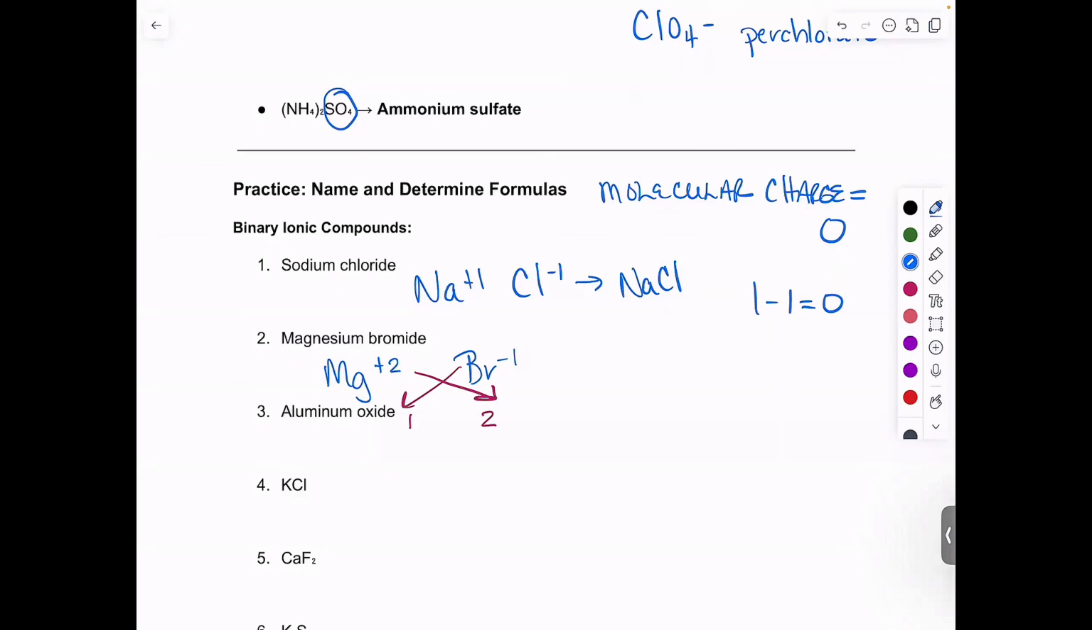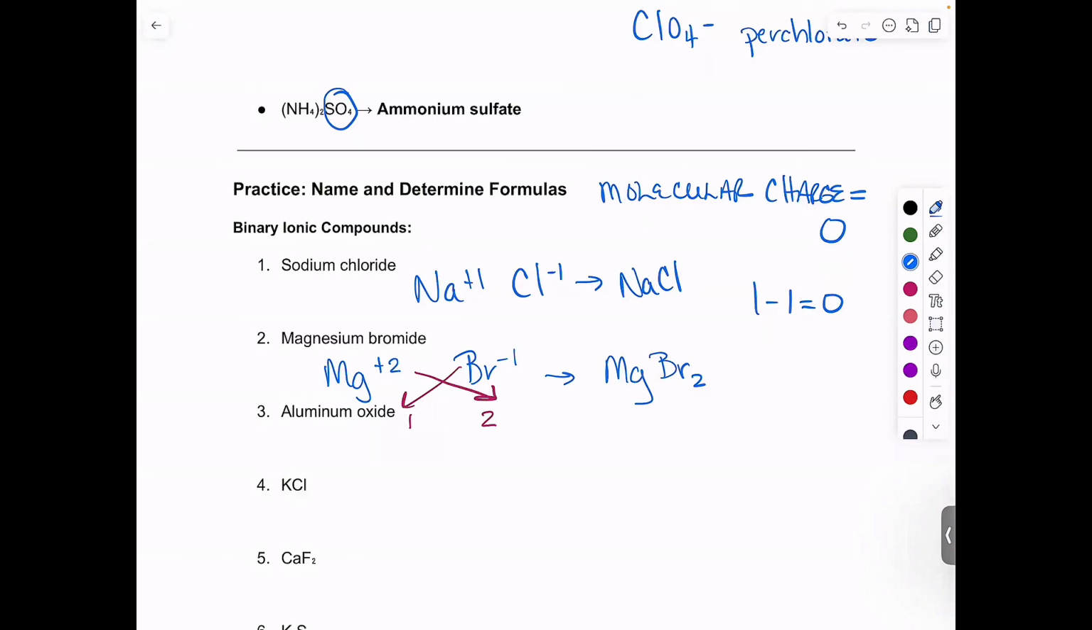You could probably do it just by visualizing it, saying, okay, well, I need 2 bromines to make -2 to balance out my +2 magnesium. But the crisscross method is something I've seen over the years, and it's sort of fail-safe. You can do it written or in your head, and can't go wrong with those subscripts there. So we end up with MgBr2 for the magnesium bromide.